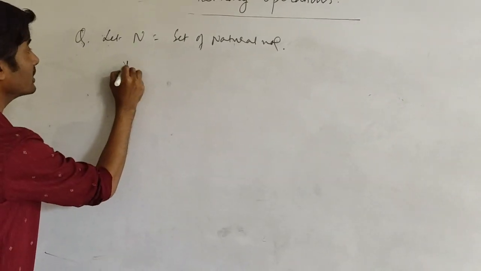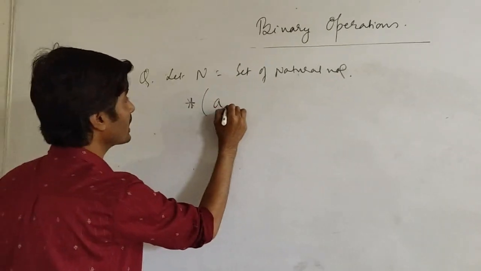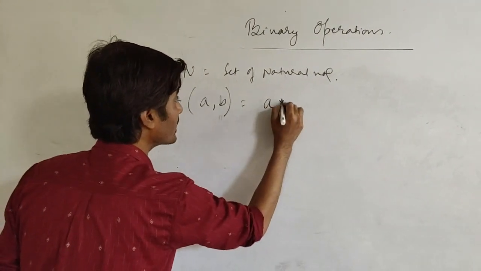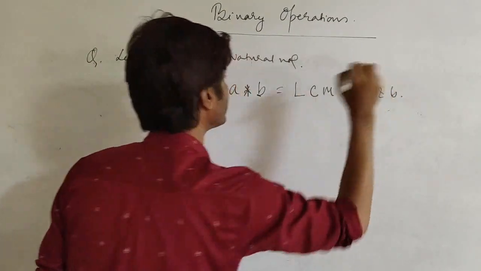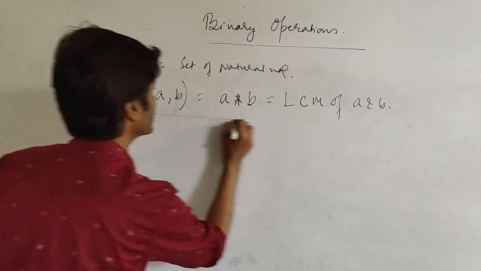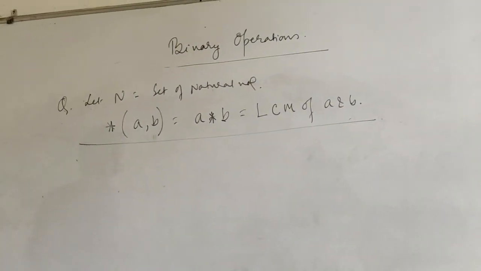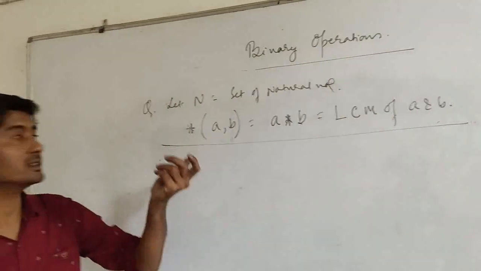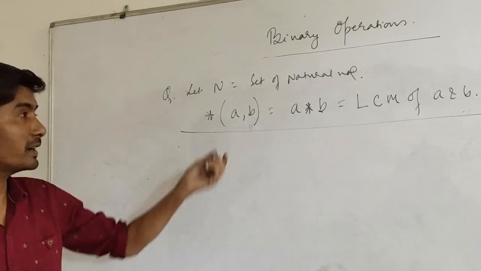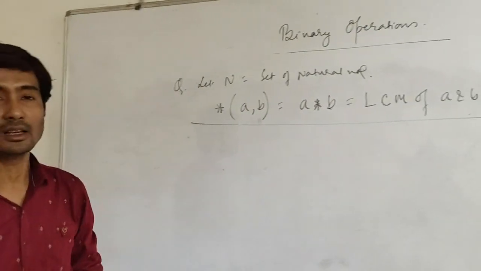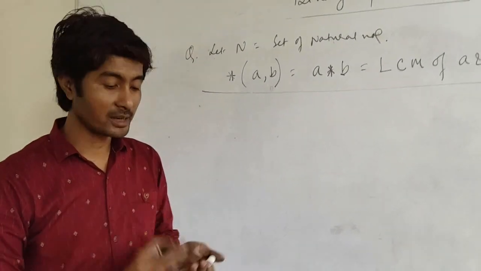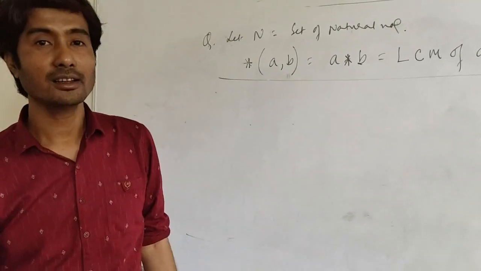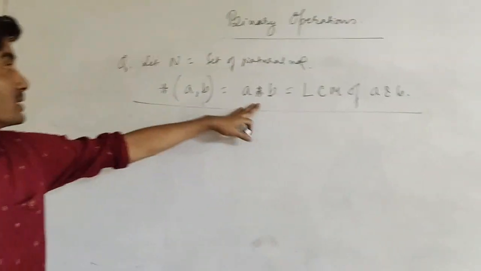N is the set of natural numbers, and I want to define one operation star on this set N by A star B, which is nothing but the LCM of A and B. So this is a binary operation on the set N. Why binary? Because you take two natural numbers. It is very simple to verify that it is a binary operation. You take any two natural numbers, you find out the LCM. As you know, the LCM of two natural numbers is again a natural number. Therefore, this is a binary operation on the set N.